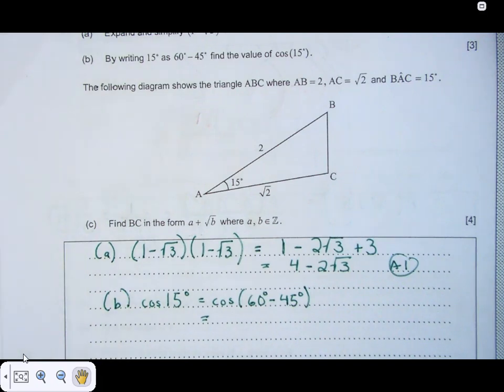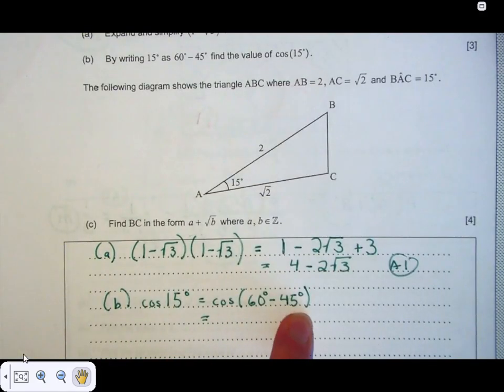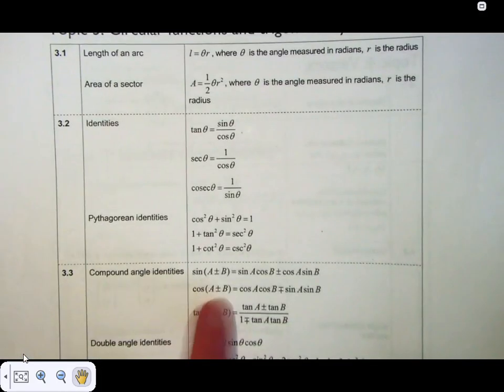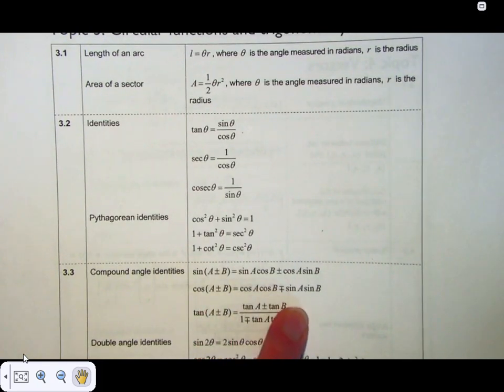Well, the reason they're telling me to do that is I don't know what the cosine of 15 is. It's not a unit circle value. But I do know unit circle values for 60 and 45. So I'm going to go and use this little identity. And then I'll be able to find the exact value.